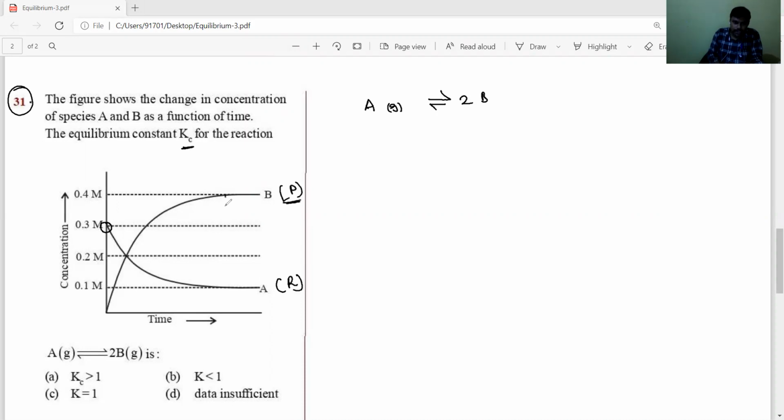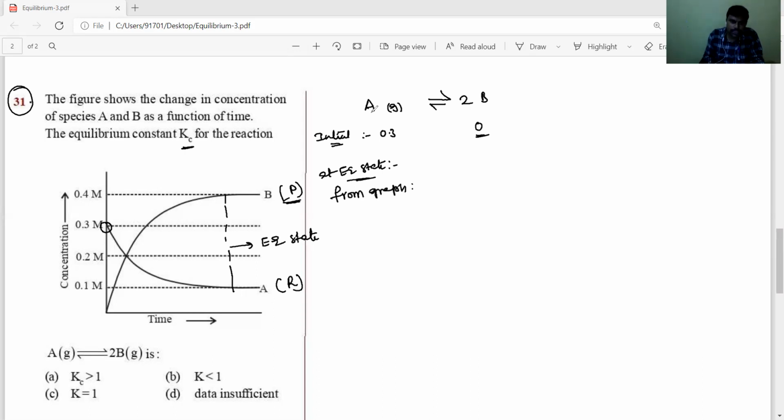This is the equilibrium state. Equilibrium state means the concentrations of reactants and products both are constant. That state is known as the equilibrium state. The initial concentration of A, how much did they give, dear students? 0.3 they gave, and B is not formed, so it is 0. At equilibrium state, we get the values directly from the graph.